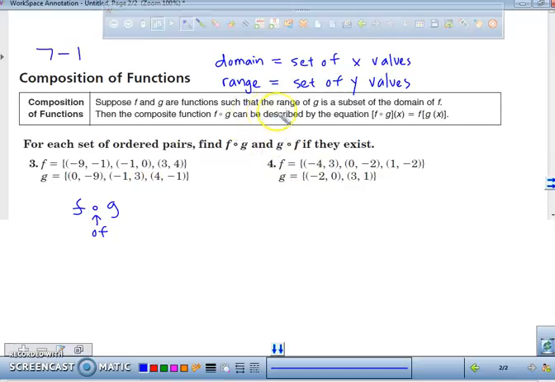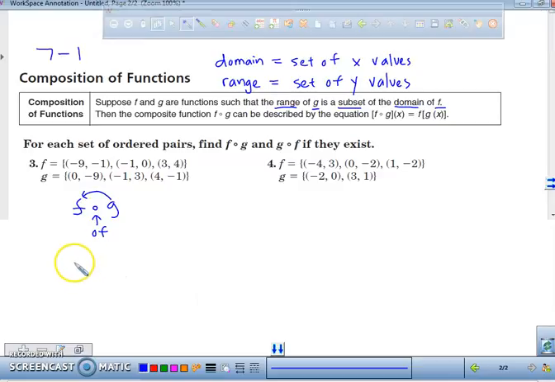Such that the range of G is a subset of the domain of F. So that's what we're going to be figuring out. We're going to be looking at the range of G and whether it's a subset of the domain of F. So if you're looking for F of G, what I want you to understand is we're going to be taking the values of G and looking to see if they are a subset of the values of F.